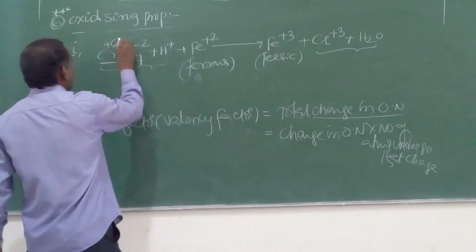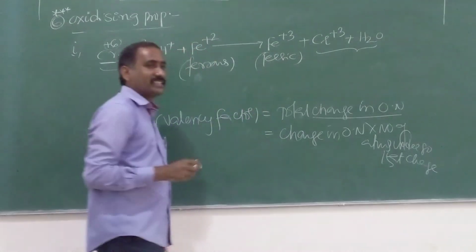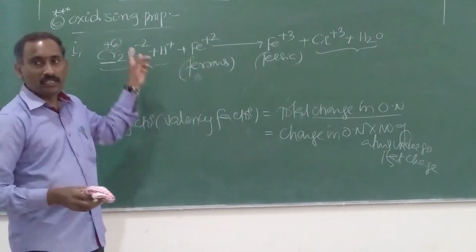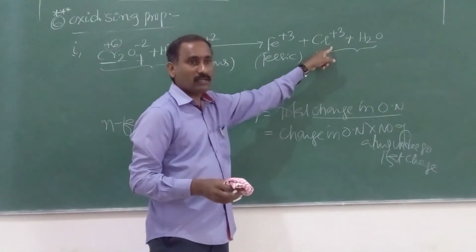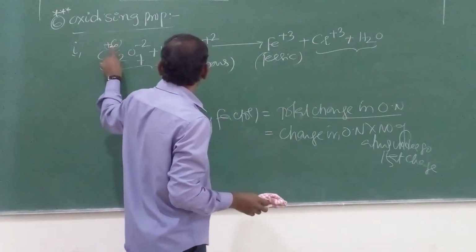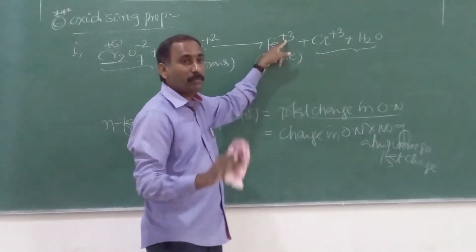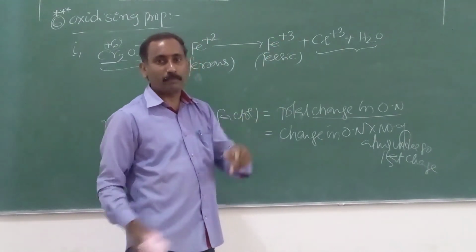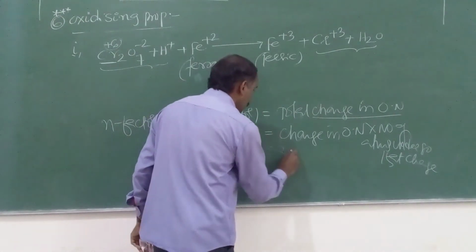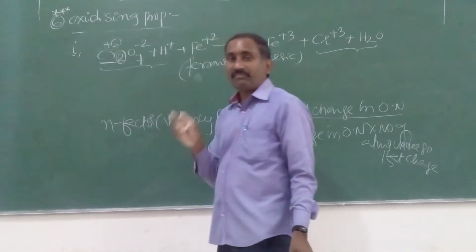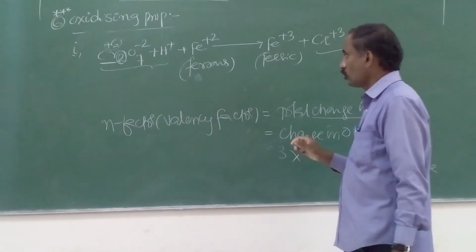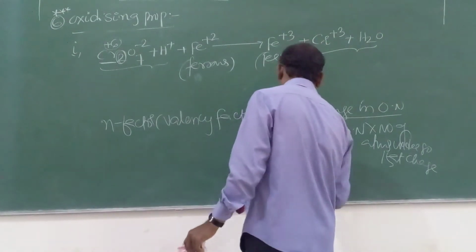Here chromium is plus 6, here chromium is plus 3. The change is what? 3. Change means higher minus lower, 6 and 3. Chromium we can compare; the same atoms you have to compare. Here don't compare left hand side chromium with right hand side iron. Don't compare like that. Both sides, the same atoms we can compare. Change is 3, into how many atoms undergo the change? How many chromiums? 2 chromiums. Left hand side atoms only we can check. 2 chromiums undergo the change. 3 into 2 is what? 6.